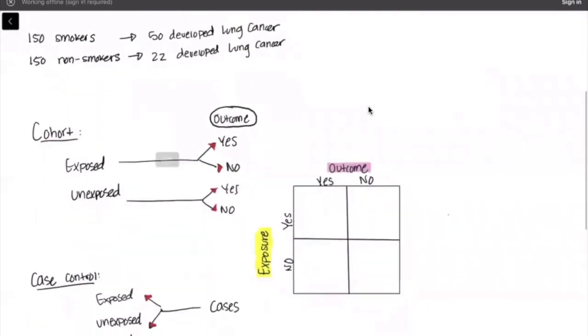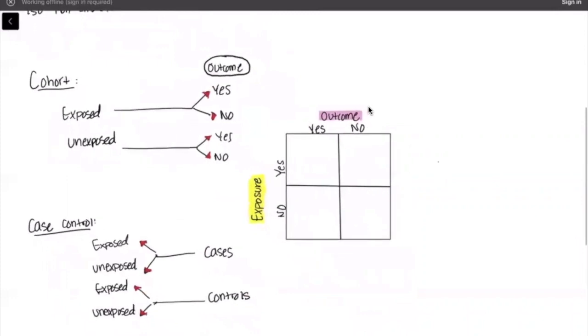So what's the difference between a cohort study and a case control study? Let's start with cohort. In a cohort study, you are starting with exposed patients and unexposed patients, and then you are following them over time to see whether or not they develop an outcome of interest. For example, let's say I'm comparing smokers to non-smokers, and I'm following smokers through time to see how many of the smokers develop lung cancer versus how many smokers do not develop lung cancer. Similarly, I will follow patients who are non-smokers and see how many patients develop lung cancer.